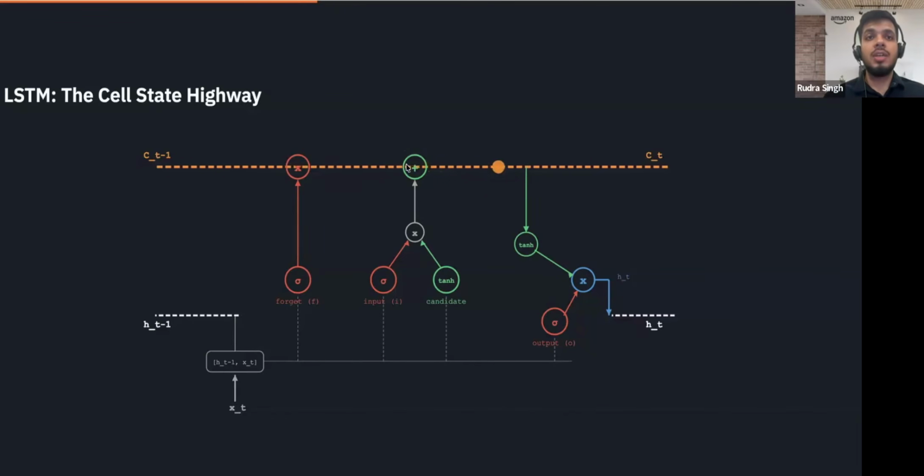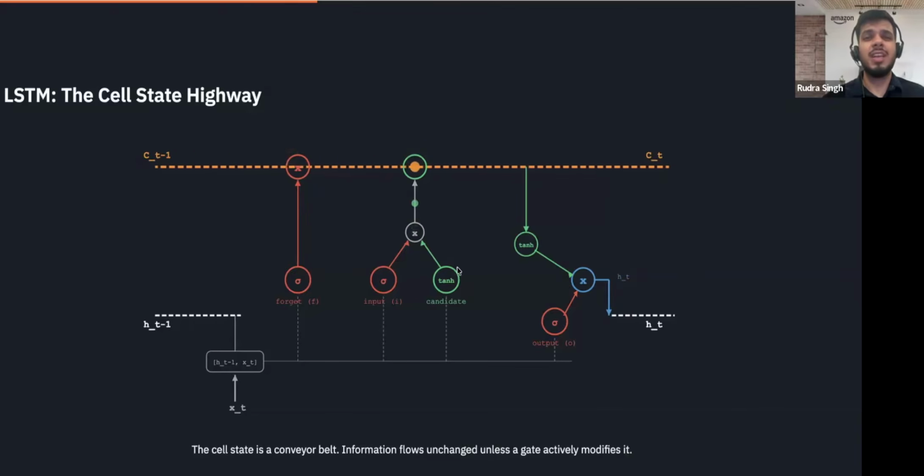Watch the colored dots as the animation plays. The orange dot travels along the cell state, it shrinks a little at the forget gate and gets a boost at the top. Then the green dot rises from the input side, it merges into the cell state, and the blue dot appears at the output and becomes h_t, flowing down to the next layer.